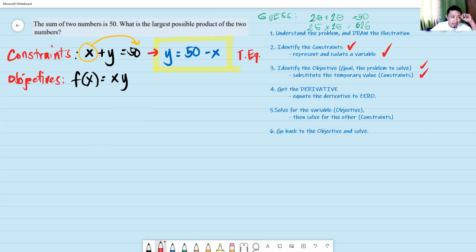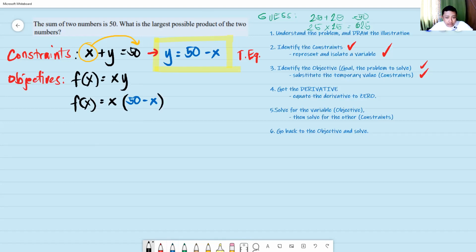What will be our substituted temporary value in our objective? Type it in the chat box, please. F of x is equal to, f of x. Gagawin kong blue. Ay, black na lang. F of x will be equal to, y has the value, so x will retain, times y is 50 minus x. Tama? Very good. That's f of x.